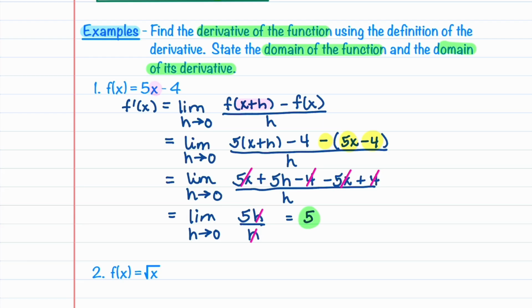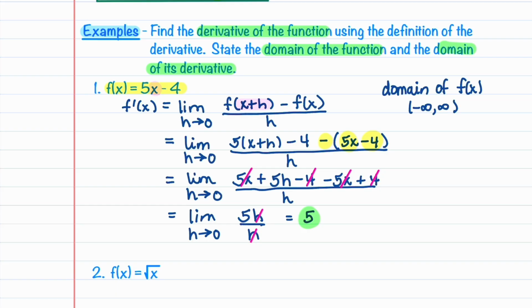Now we're going to find the domain of f of x and the domain of f prime of x. I'm going to write this up here at the top. The domain of f of x is going to be minus infinity to infinity, because our function f of x over here on the left is just 5x minus 4. That is a polynomial, and a polynomial is continuous everywhere.